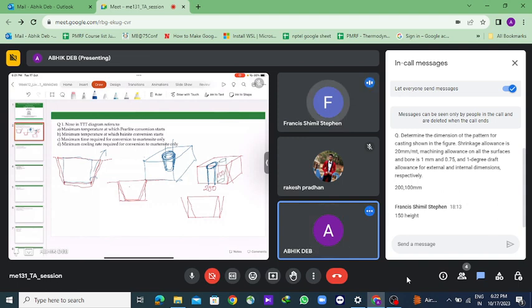What I am saying is that depending on from which direction you are removing the core, you have to give the draft allowance in that direction. If you are removing the core from this direction, then the draft allowance should be given on this side. If you are removing the core from this side, then the draft allowance should be given on this side. That's what I am saying. So, is this a question in the assignment?